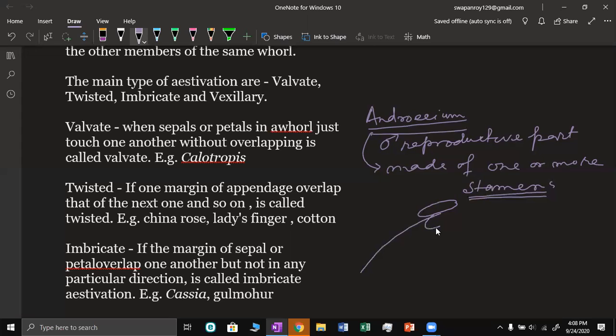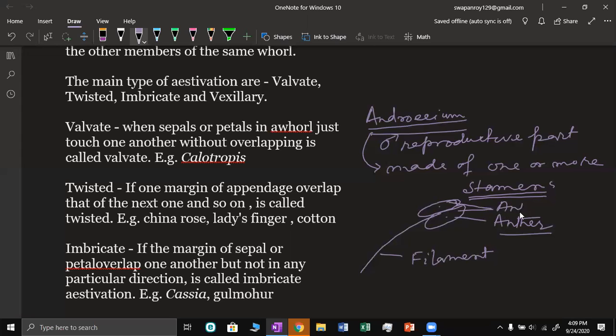and to this there are two anthers. This is the filament. This stalk, thin stalk, is filament, and at the tip there is a glandular structure, that one is called anther. In anther, usually there are two lobes. These are called the anther lobes.